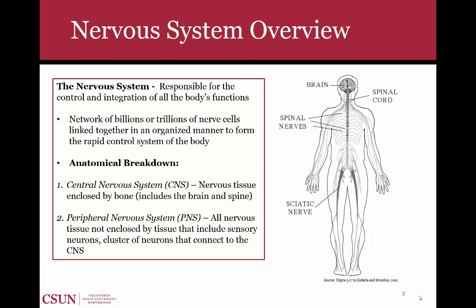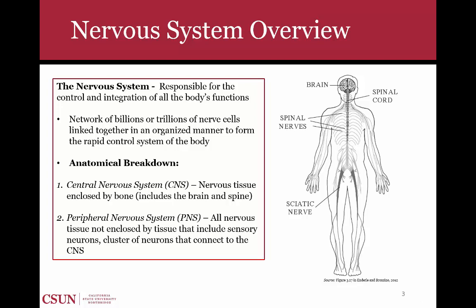So for example, we can break down the nervous system anatomically. The central nervous system is all nervous tissue and all neurons which are enclosed by bone. That includes your brain and your spine. Your spine has lots of nerves and nerve fibers which are enclosed by the spinal cord. Everything else is the peripheral nervous system, so that's all nervous tissue that's not enclosed by bone. That includes sensory neurons for touch, for taste, for seeing things, and other neurons that connect to the central nervous system. So this is how they are anatomically broken down.